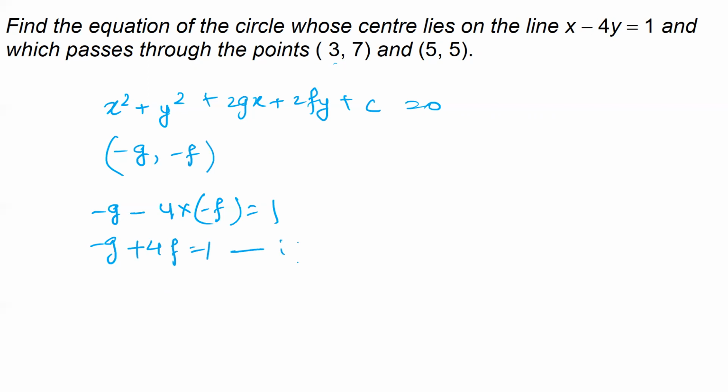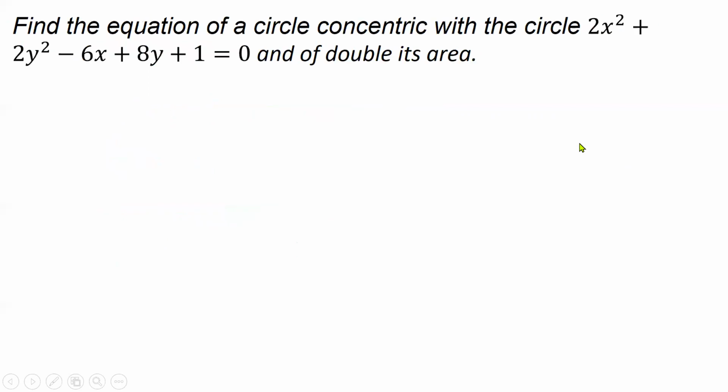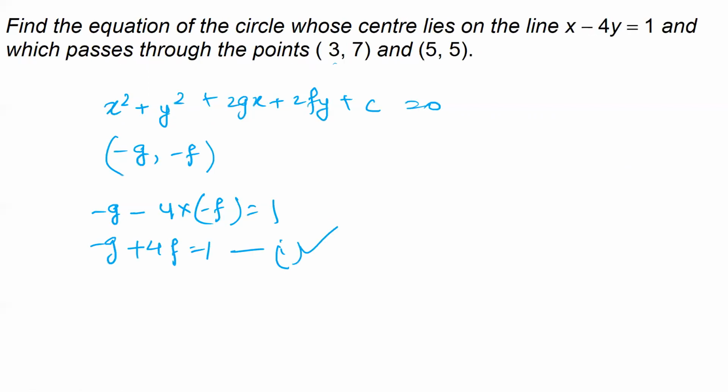So this is the first equation, and the other two equations I can get by using these 2 points. So if I put 3 in place of x and 7 in place of y, I'll get the second equation. And for this point (5, 5), if I put 5 in place of x and 5 in place of y, I'll be getting the third equation. So I'll be having three equations again, 1, 2, and 3, and I solve them together to find out the values of g, f, and c, and then I finally get my answer. I haven't written down the answer to this question, but you can try it on your own.